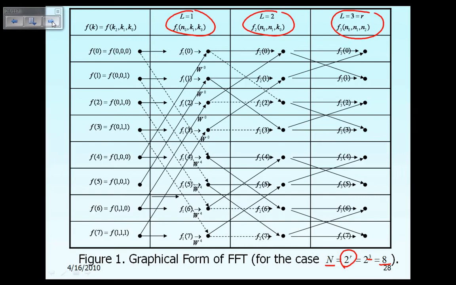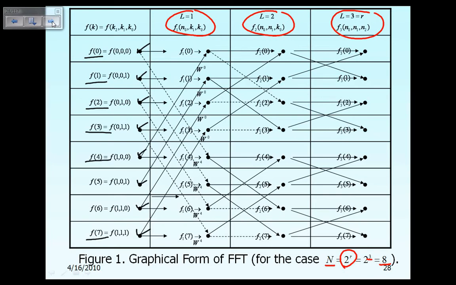Now, what is the starting point? The starting point is we know the values of f0, f1, f2, f3, f4, all the way up to f7. We know all of these values. They are given data by the user, because those are the function values of the periodic function at some discretized times. So you know those 8 values for the function f.